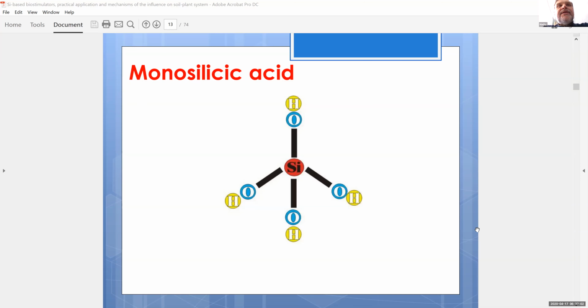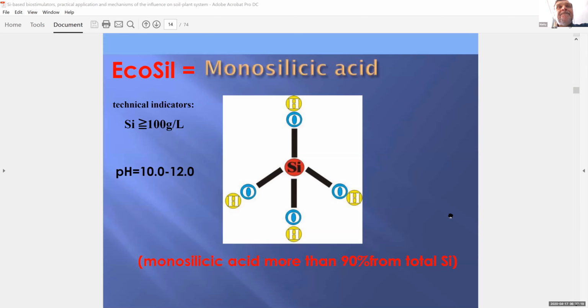And the most important mobile form is monosilicic acid. It is one atom of Si and 4 hydroxy groups. And these acids are very active and have very interesting properties. EcoSeal is concentrated monosilicic acid, where the main form is monosilicic acid, more than 90%, and these monosilicic acids are stabilized by a high level of pH.